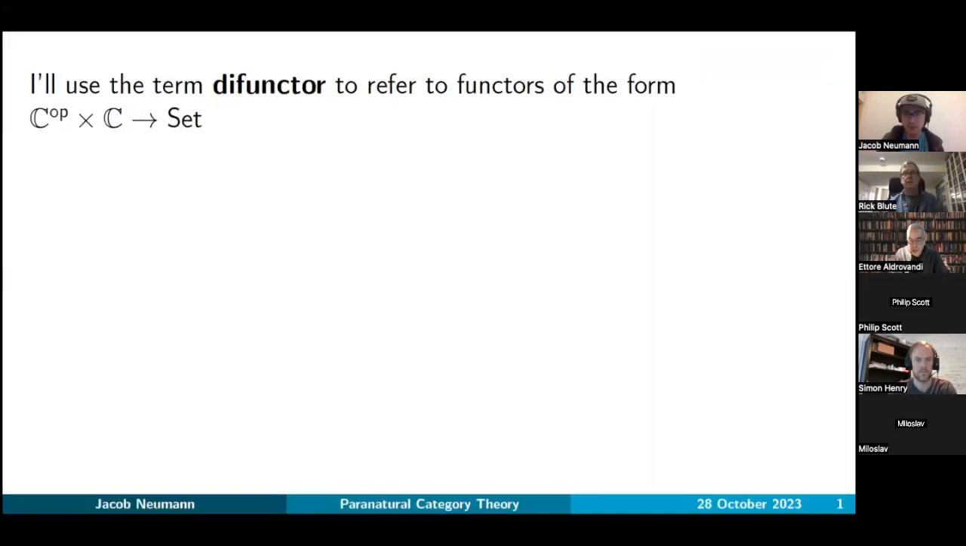So the paranatural category theory is really concerned with what I'll call difunctors, which are functors of this shape, of the form ℂop times ℂ to Set. I think profunctor is maybe a more common term for this concept, but I think it's a little more general. Often ℂop times D to some other category or variations on that. So I'm just going to be fixing the term difunctor to mean a functor in two arguments, one contravariant and one covariant, that takes values in sets.